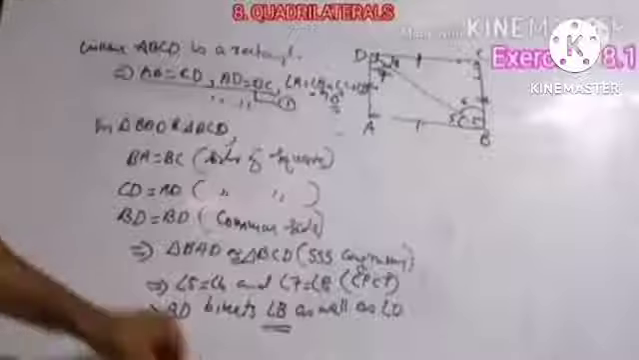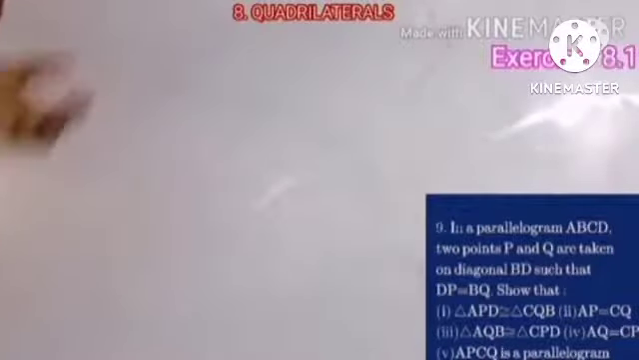Question number 9. In a parallelogram ABCD, two points P and Q are taken on diagonal BD such that DP equal to BQ. See figure 8.20. Then show that first one, triangle APD congruent triangle CQB. Second one, AP equal to CQ. Third one, triangle AQB congruent triangle CPD. Fourth one, AQ equal to CP. Last, fifth one, APCQ is a parallelogram.